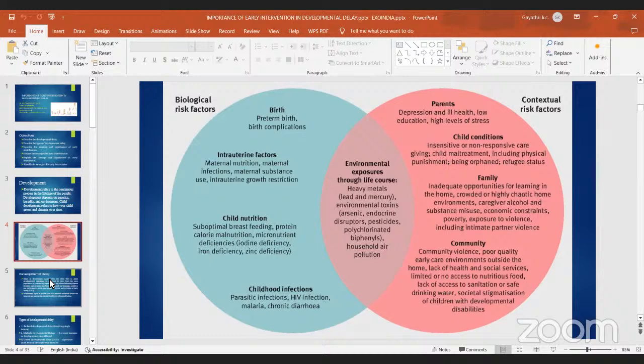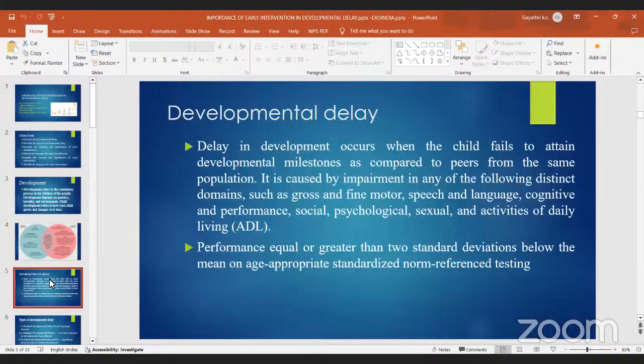Next is developmental delay. We can see development, and what is meant by developmental delay? Delay, as the word itself resembles, means something is not coming to that point. That is the developmental delay.